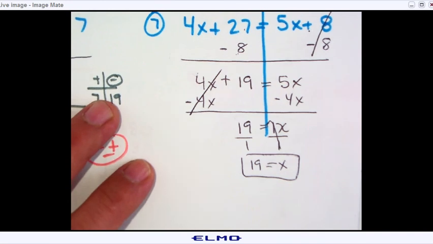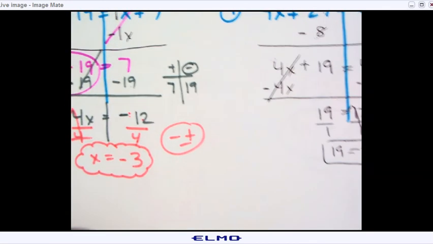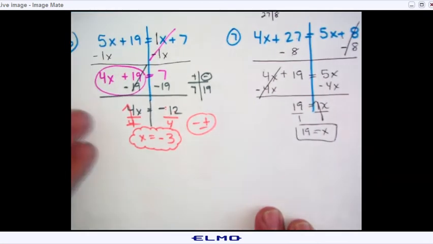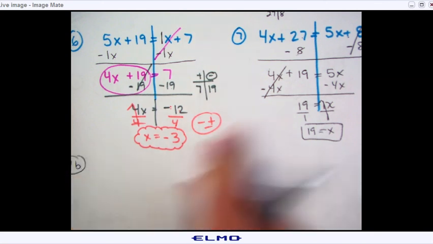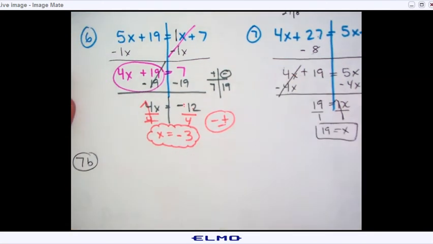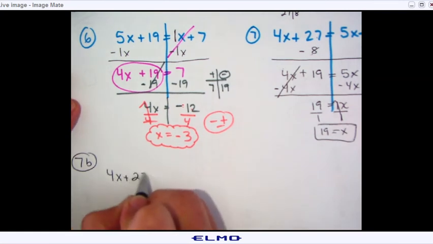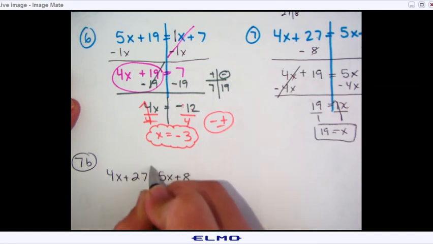Let's do it the other way. 4x, and this will count as 7b. All right, so let's do 7b. Sorry, let me zoom out. 7b. Right here, we'll put 7b. Okay, so that's 7, and this is 7b. We're going to do the same one. 4x plus 27 equals 5x plus 8.